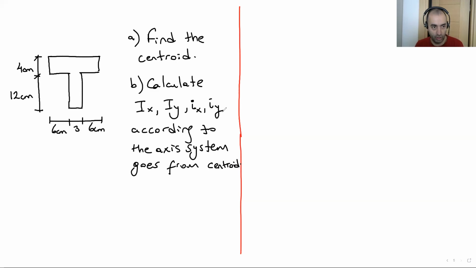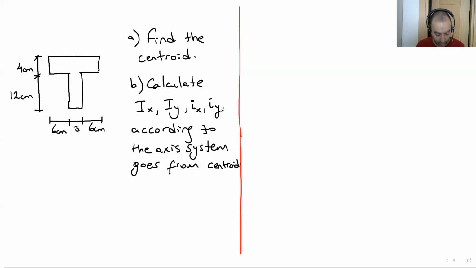Here we have a T section with the dimensions given on the sketch. The first thing, calculate the centroid. I think you know how to calculate it. Then find the centroid point, put the global axis system there. Then calculate Ix, Iy, and radius of gyrations for X and Y axis.